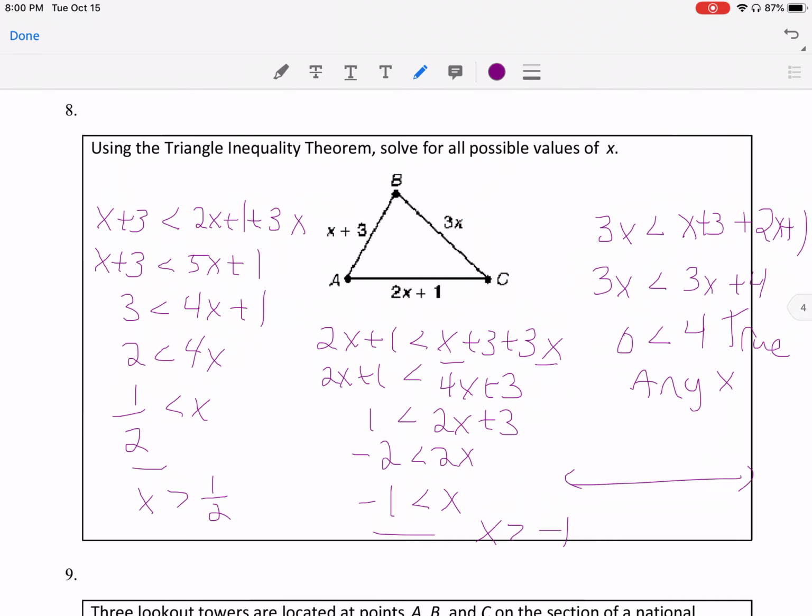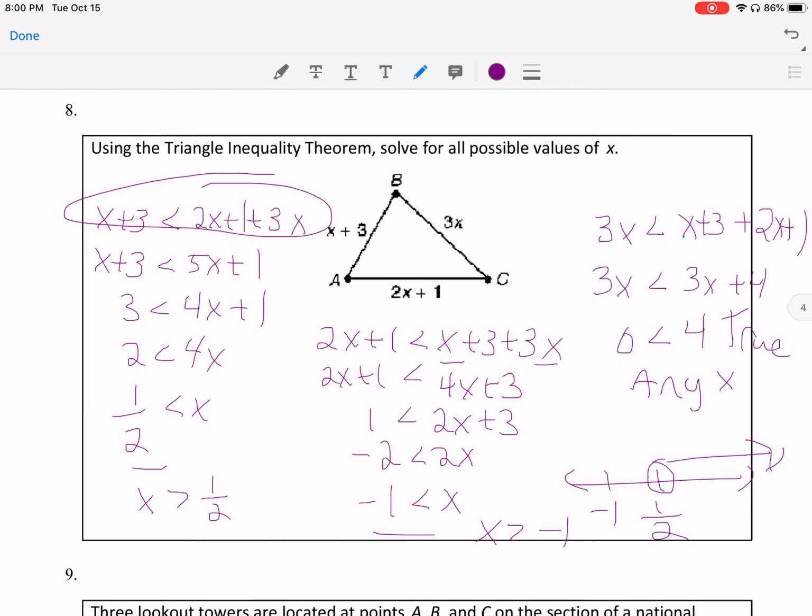So I'm just going to do a little number line here. I'm going to do negative 1 and I'm going to do a positive 1/2. So what I want you to see is this. Where is x greater than 1/2? Here. This represents all the answers that work for this possible scenario here, okay? For this scenario right here, for this third side, this x plus 3 to be less than the sum of the other two sides, my x value has to be greater than 1/2.